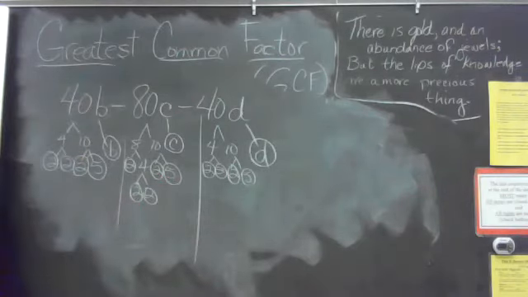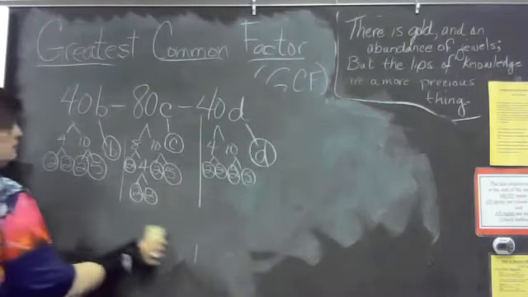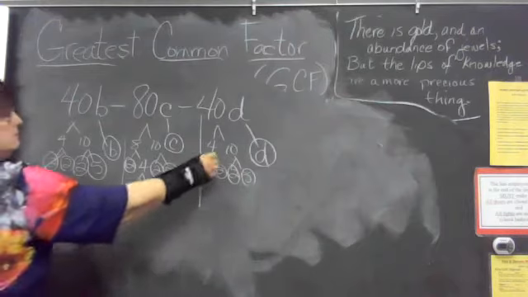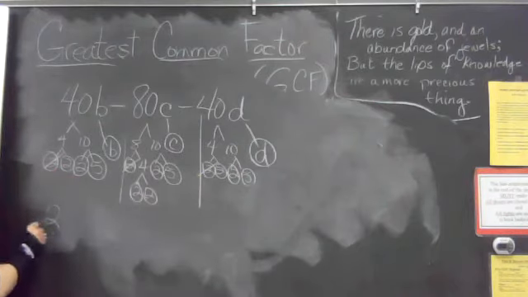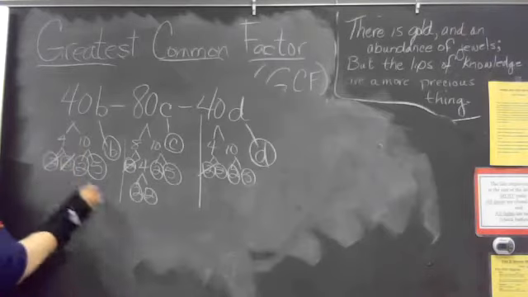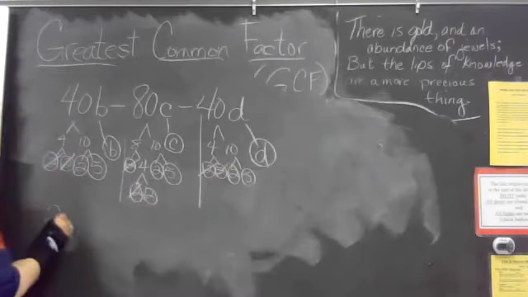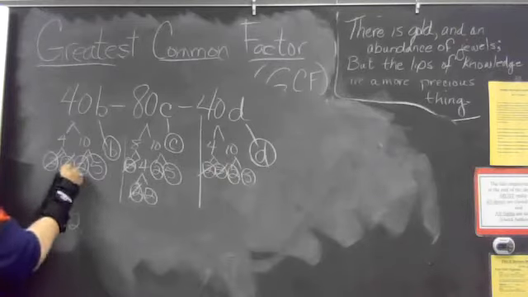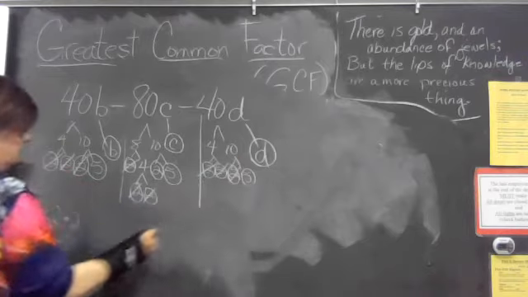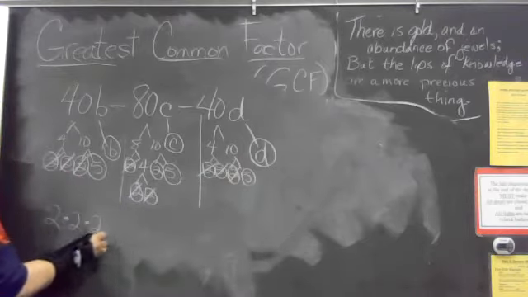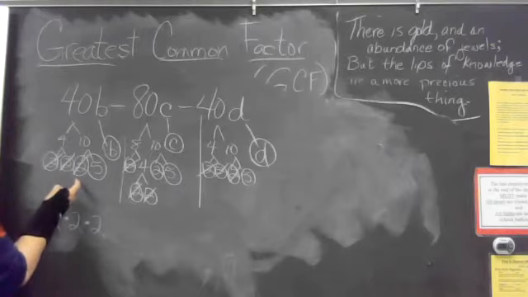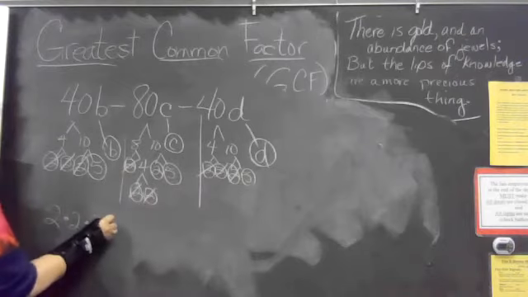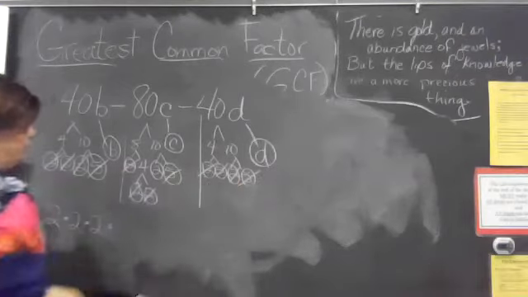So my greatest common factor then. I need to look all the way across. I have a 2. There's some more, right? A 2 and a 2 and a 2. And will 2 go again? Sure enough. 2, 2, 2. No more 2s, so that one's out. But there's a 5 in each one. 5, 5, and 5.